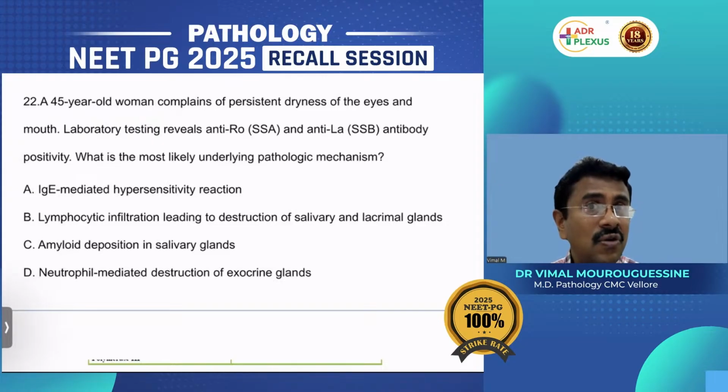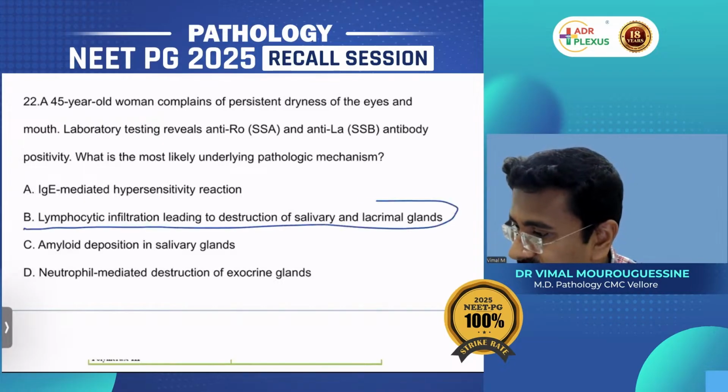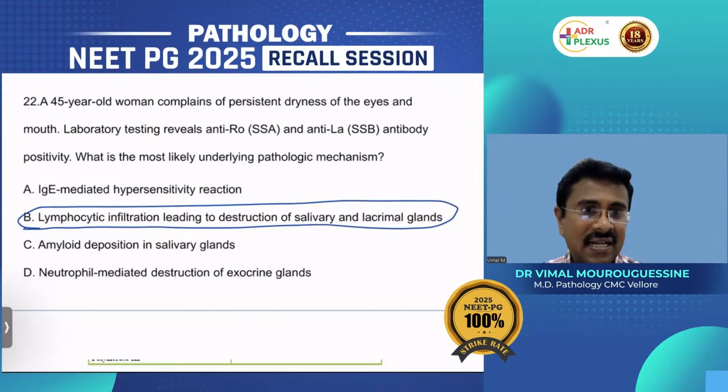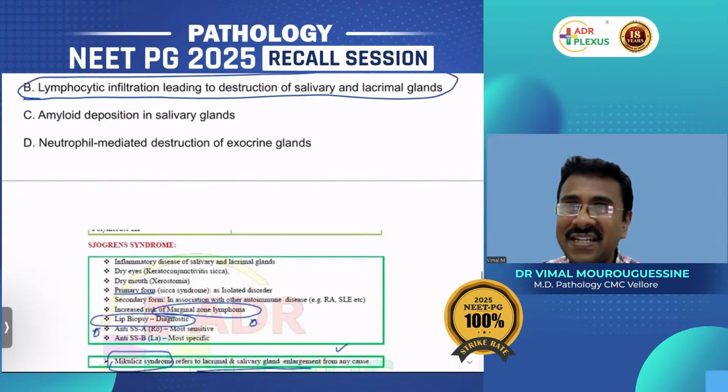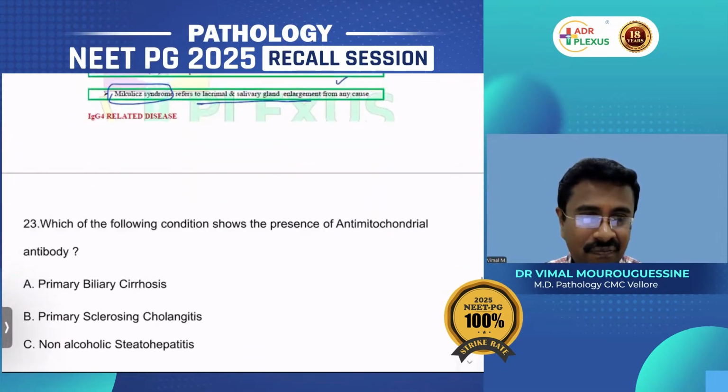Why did we do lip biopsy? Because it is easy to get the minor salivary glands, and easily we can demonstrate that lymphocytes are infiltrating into the salivary glands. So that is easy to demonstrate with a lip biopsy. The answer here is lymphocytic infiltration leading to destruction of the salivary and lacrimal glands. So once again, to reinforce, lip biopsy is very diagnostic of Sjogren syndrome.